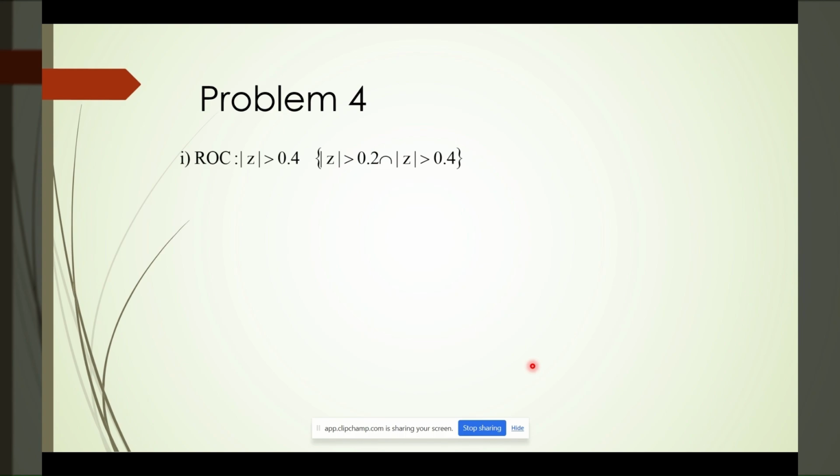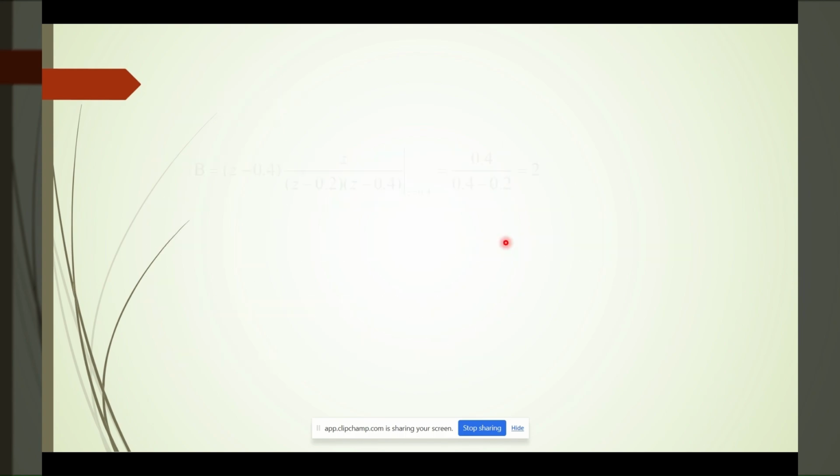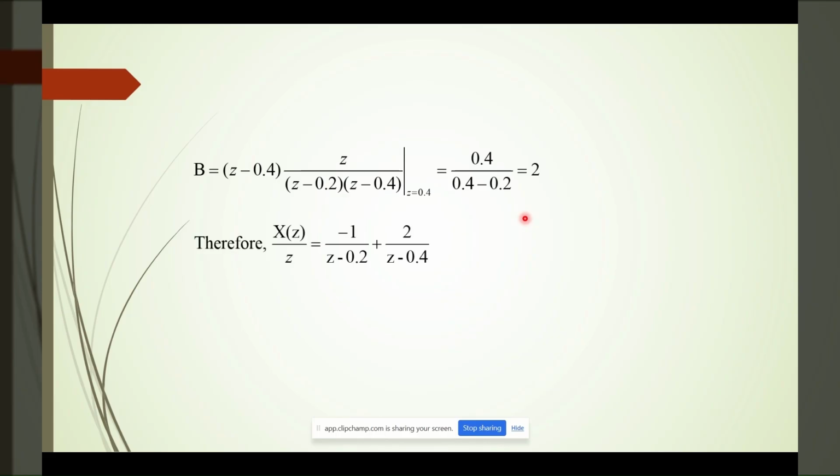Continuing, to find the value of B, we take z equal to 0.4. On substituting the z value, we get 2. What is the next step? We substitute the values of A and B. On substituting, we get X of z by z. Moving z to the numerator, we get this general equation.